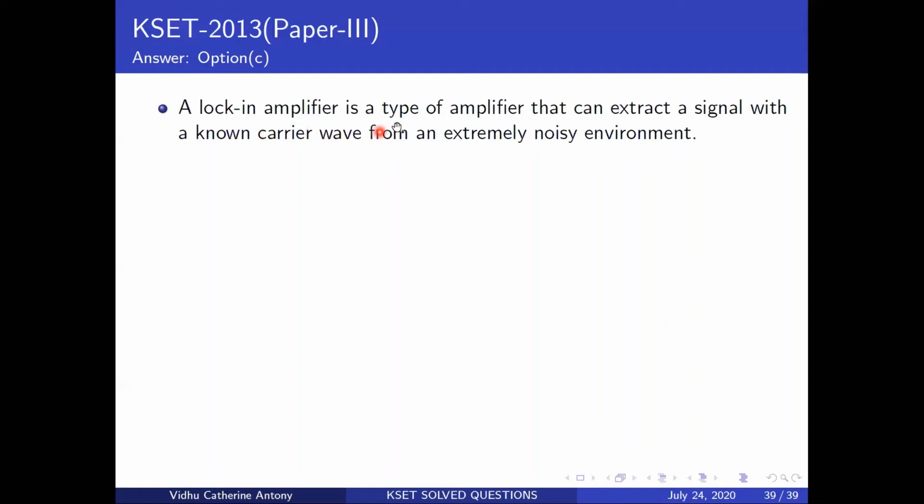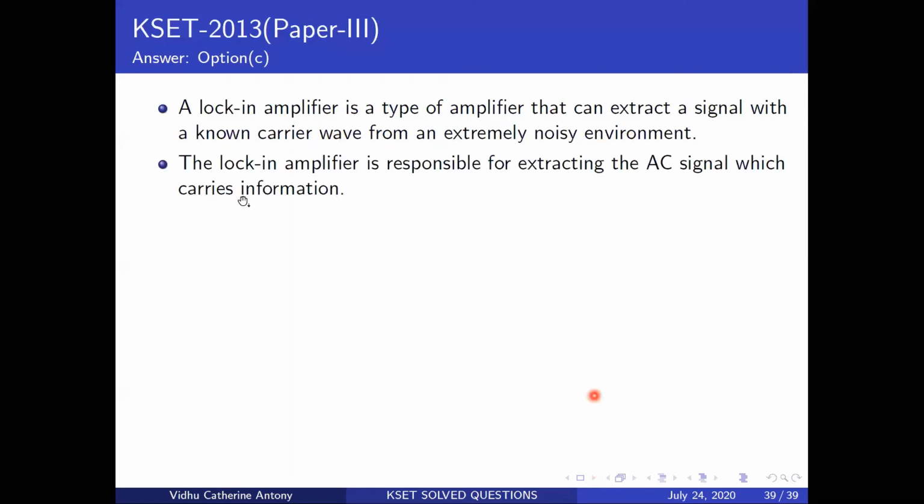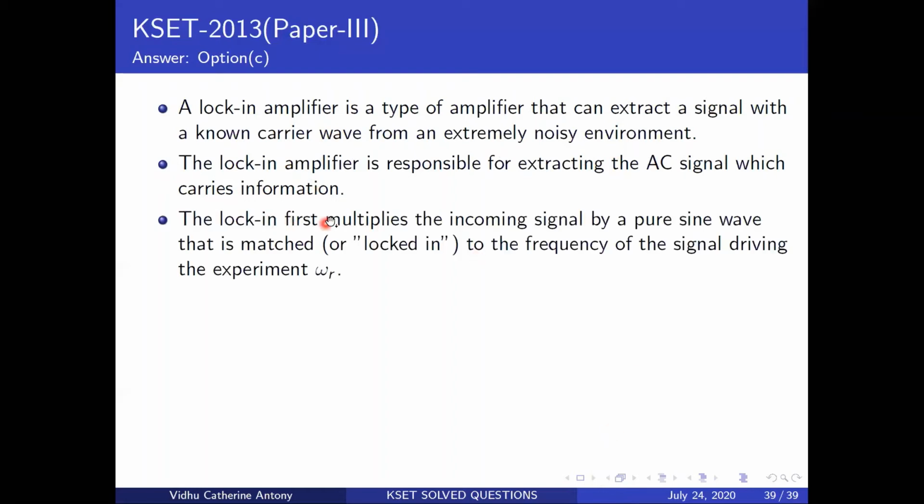In a lock-in amplifier, you can extract a signal called a carrier wave from an extremely noisy environment. The lock-in amplifier is responsible for extracting the AC signal which carries information. What does it do? It takes the incoming signal and multiplies it with a pure sine wave matched to a particular frequency, called omega L, which I will talk about in the next point. The frequency of the signal driving the experiment is omega R.